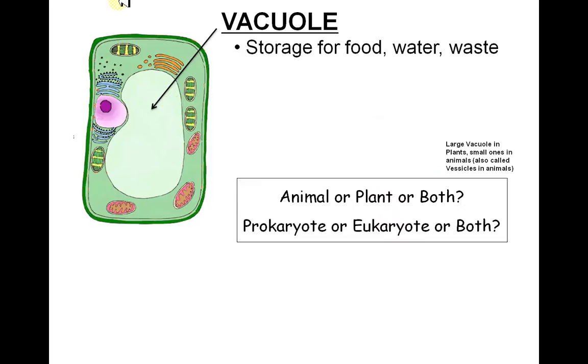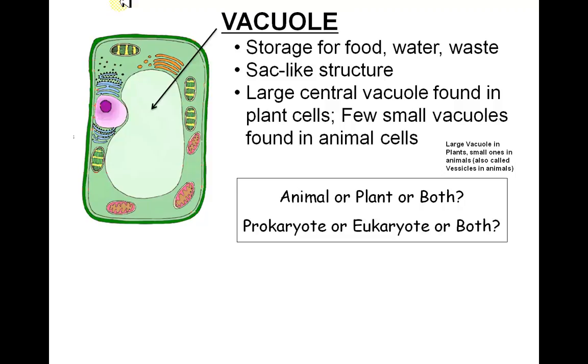Vacuoles. Vacuoles are big areas to store material. Usually it's for storing water, but it can store food or waste as well. They're sac-like structures. A large central vacuole is found only in plant cells, and a few smaller vacuoles can be found in animal cells. So if we take a look, see large vacuole in plants, small ones in animals.